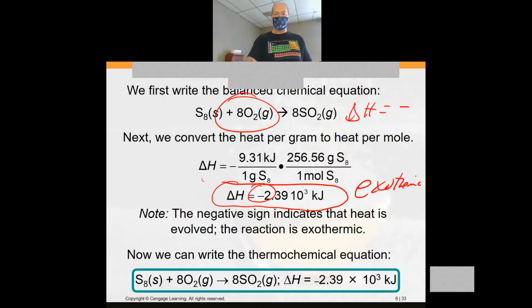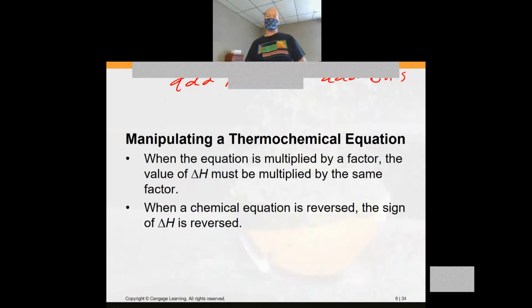If I multiply through a reaction by a factor, if I multiplied by 1/8, I have to multiply the delta H by 1/8. If I multiply by 8, I have to multiply the delta H by 8. So when you manipulate your thermochemical equations and multiply by a factor, the factor can be 2, 3, 4, 1/2, 1/3, 1/4. You have to multiply the delta H by that same factor.